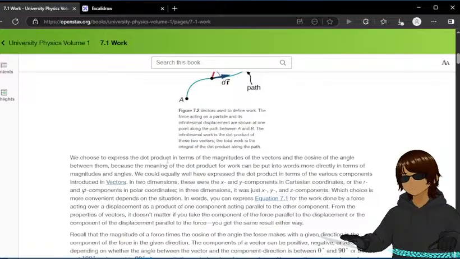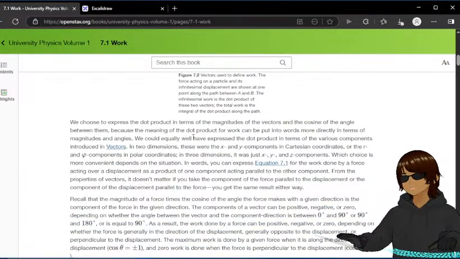We choose to express the dot product in terms of the magnitudes of the vectors and the cosine of the angle between them, because the meaning of the dot product for work can be put into words more directly in terms of the magnitudes and angles. We could equally well have expressed the dot product in terms of the various components introduced in vectors. In two dimensions, these were the x and y components in Cartesian coordinates or the r and phi components in polar coordinates. In three dimensions, it was just x, y, and z. Which choice is more convenient depends on the situation.